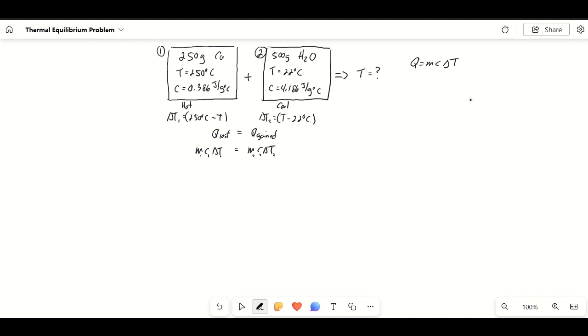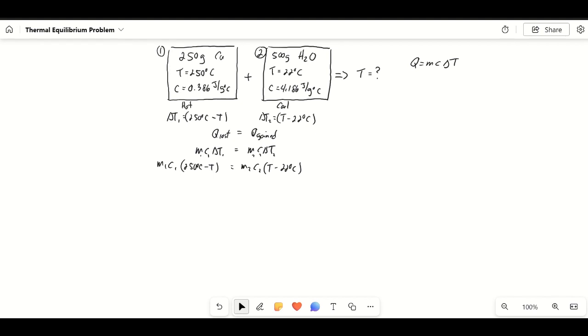So now, you can't really see the 1 right here. So now instead of writing the delta T1, I'm going to write what delta T1 equals. So we'll rewrite this as M1 C1 and then 250 degrees Celsius minus T equals M2 C2, and I'm going to write T minus 22 degrees Celsius. So from here, we're just going to put all the numbers in.